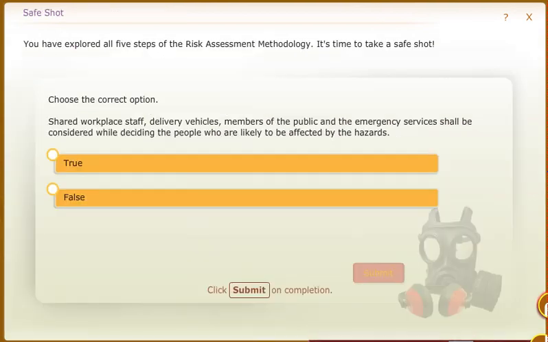You have explored all 5 steps of the risk assessment methodology. It's time to take a safe shot. Choose the correct option. Shared workplace staff, delivery vehicles, members of the public, and the emergency services shall be considered while deciding the people who are likely to be affected by the hazards. Well done.